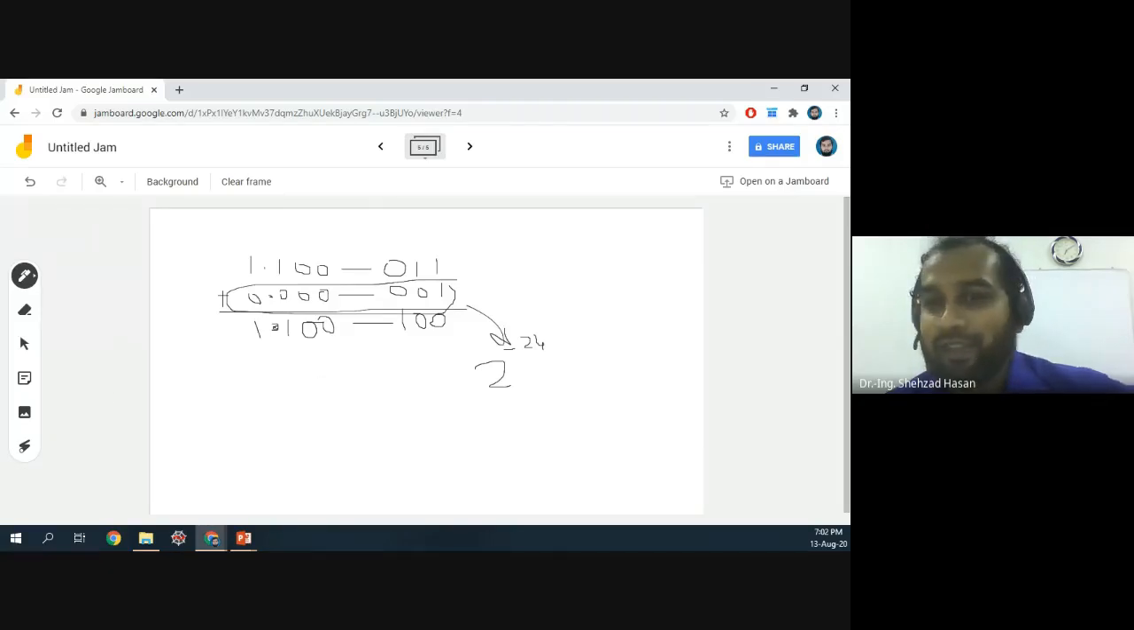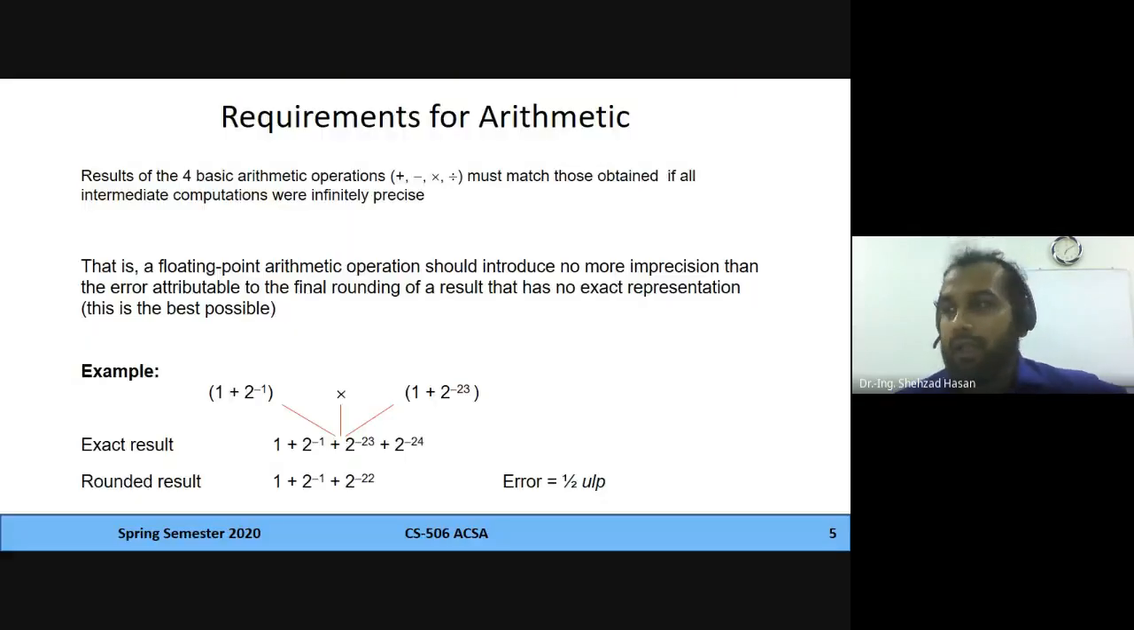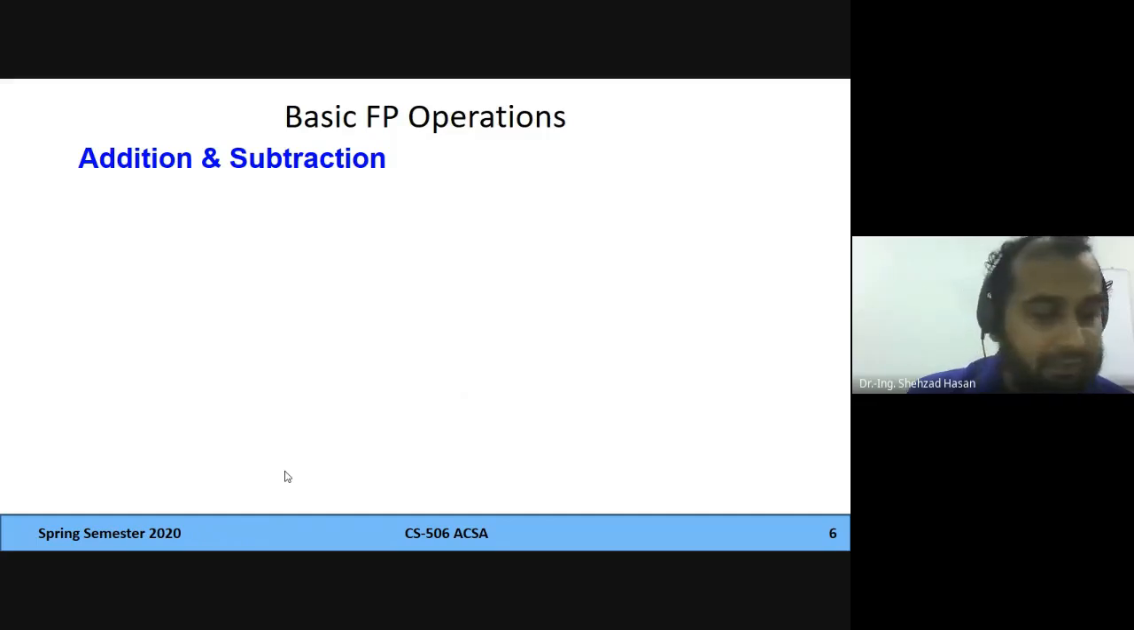What about the others? Okay, so this was the thing that we have discussed over here, that if you're talking about arithmetic between two floating point numbers, the main thing that you are concerned with is that the error of the final result should not exceed half of the unit of least precision. Okay, so let's come to our basic operations: addition and subtraction.